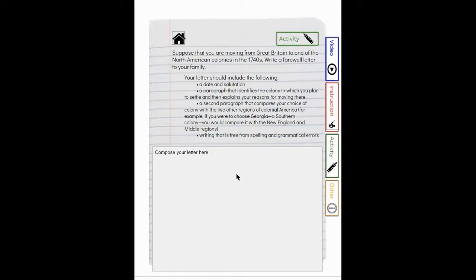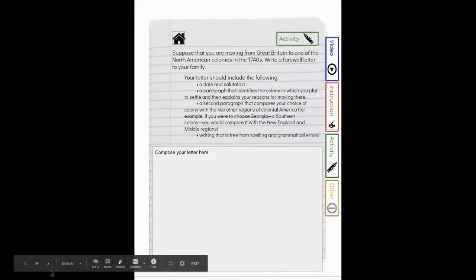So you're combining all of the information you know about the geography, the economics, and the political landscape, the governments of all of these regional areas, and you're coming up with why you're going to choose one of the colonies over another and why those other regions just aren't for you.